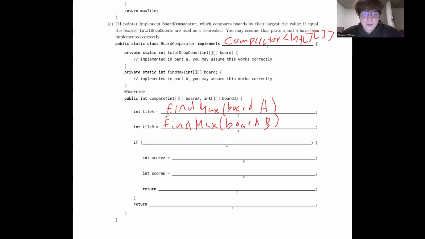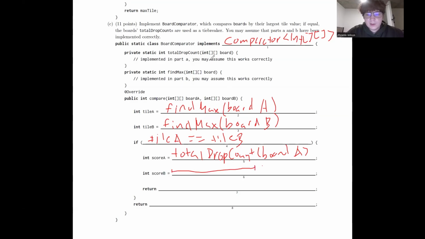And then it says if these two things are equal, so tile A is equal to tile B, luckily we have a second condition, which instead just uses their total drop counts to compare them. And so we know how to find the total drop counts. It's by using this total drop count method. So that's going to be total drop count of board A. It'll be the same thing with board B.